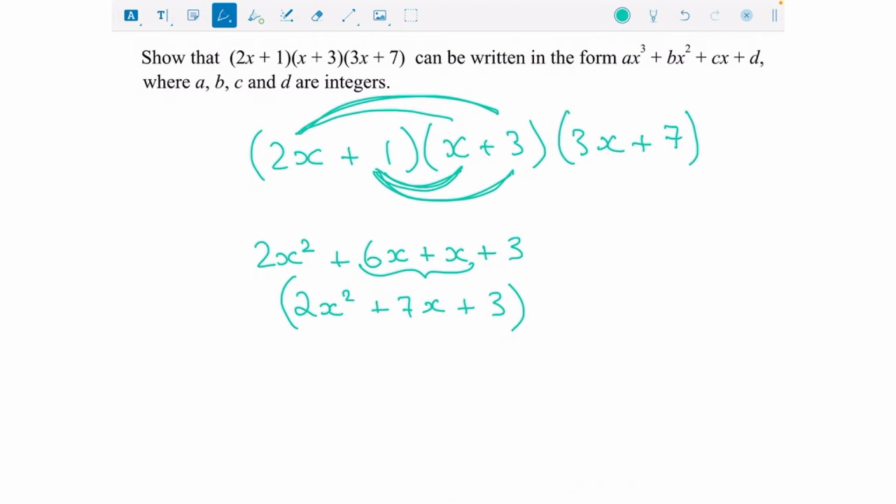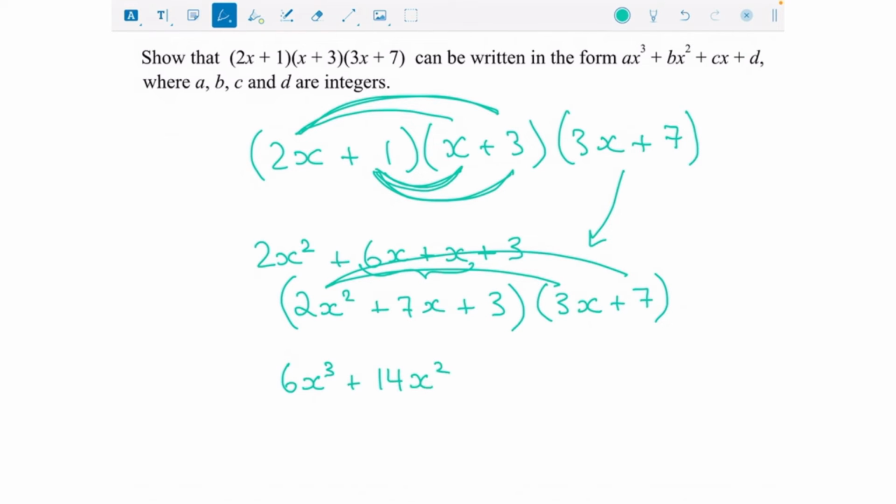That can then go in a bracket, and we'll multiply it with the third bracket. Again, it doesn't matter which 2 you do first, as long as you multiply them and simplify them down. So now we're going to do 2x squared times 3x and 2x squared times 7. Let's do that bit first. So that is 6x cubed for 2x squared times 3x. And then add 14x squared. So that's me doing this term with each of those 2.